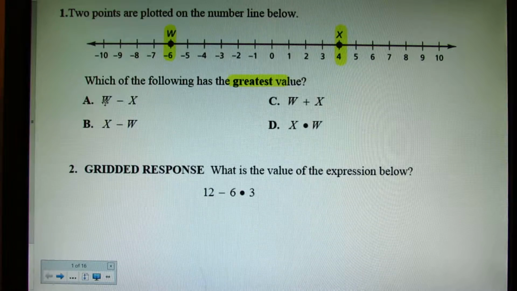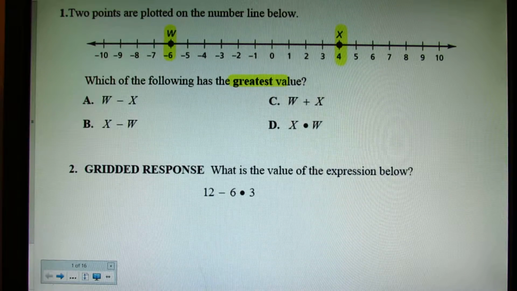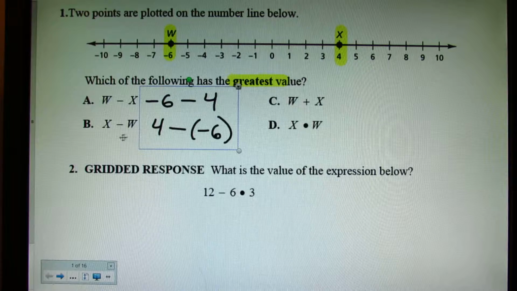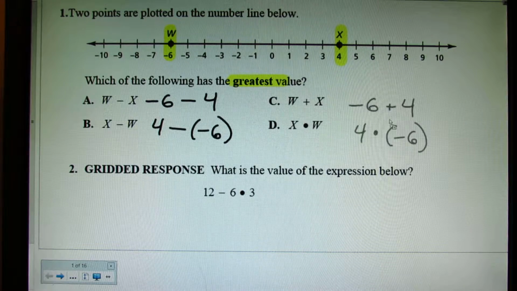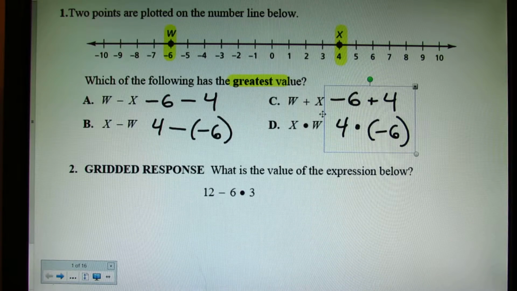Okay, well, I have to replace what W is for -6 and what X is for 4. So I'm going to rewrite this first one. This first one's going to say -6 minus 4. And I'm going to do that for all 4 choices. Next one's going to say 4 minus -6. Notice I use parentheses here to separate my double signs. And the next two, I have -6 plus 4, and I have 4 times -6.